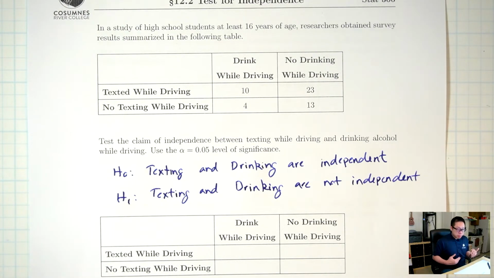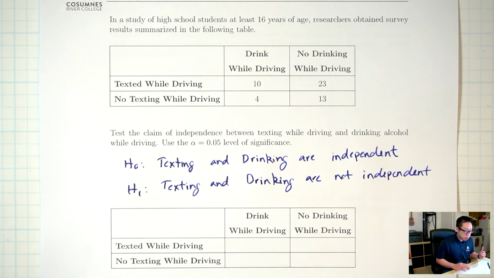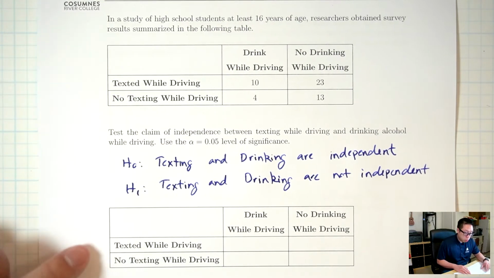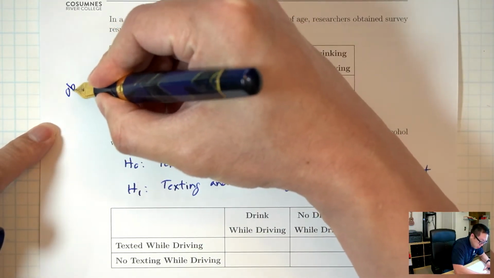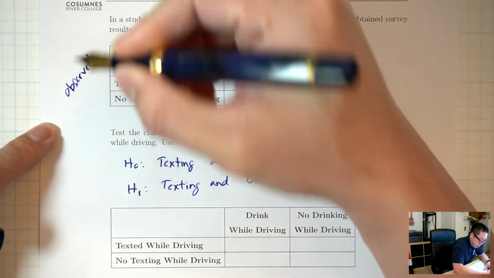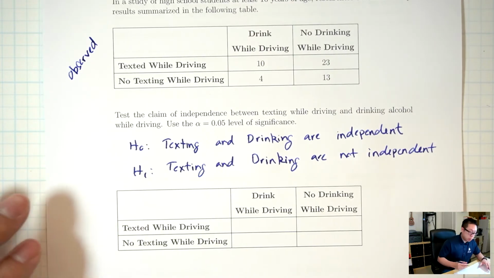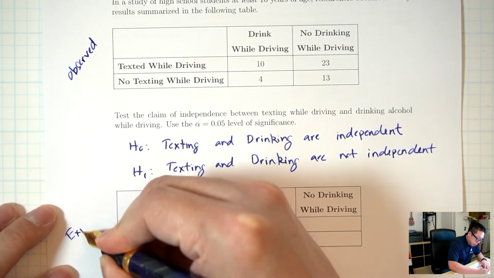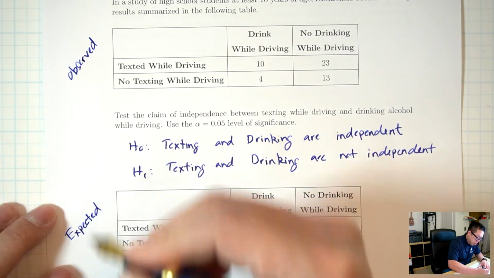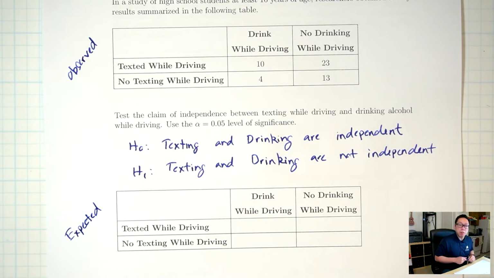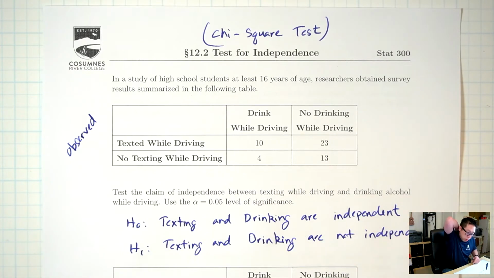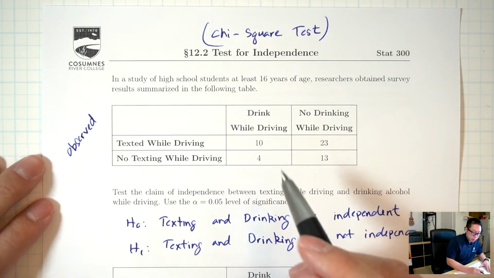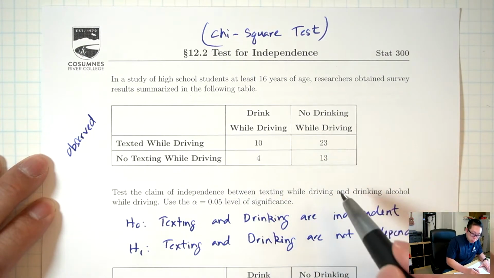And just like the goodness of fit test, we're going to be comparing observed counts with expected counts. The original table, these are my observed counts. And this new table is the expected counts. And what's different is how you calculate the expected counts for a test for independence. So to calculate the expected counts, I'm going to have to go back to my original table and find the row totals and the column totals.